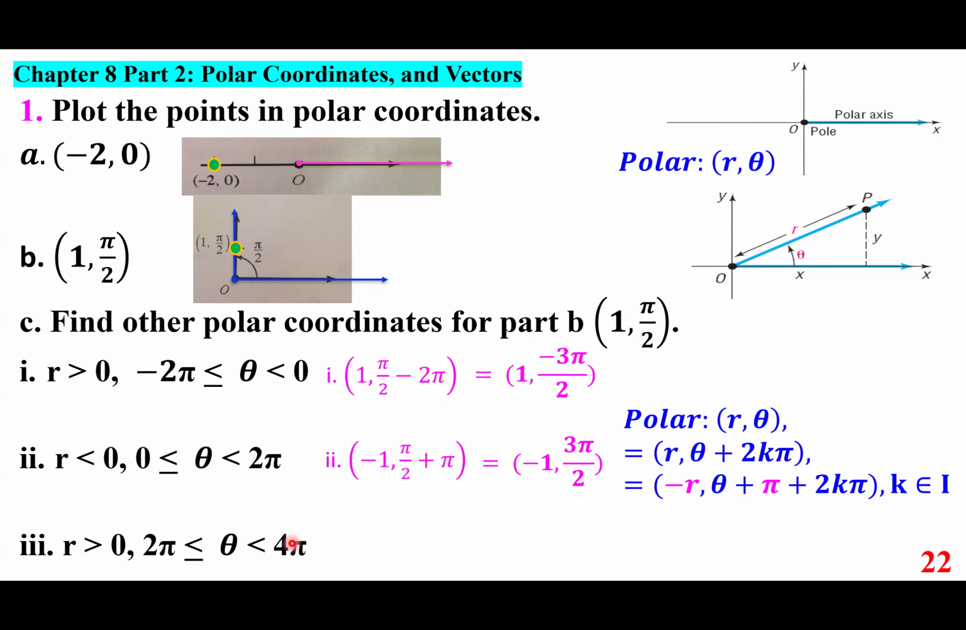If you want it to be between 2π and 4π, the second revolution, and r positive, you keep the r, you go back to this one and say, I'm going to add 2π. So if you add 2π, π/2 plus 2π, you get 5π/2. So you get (1, 5π/2).